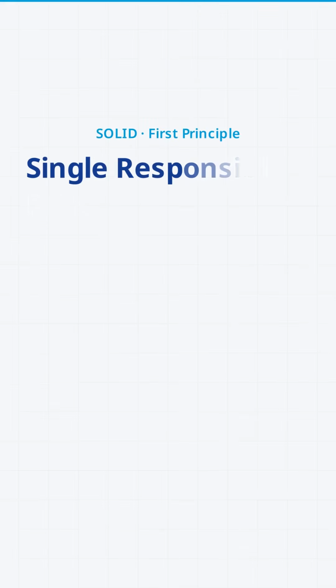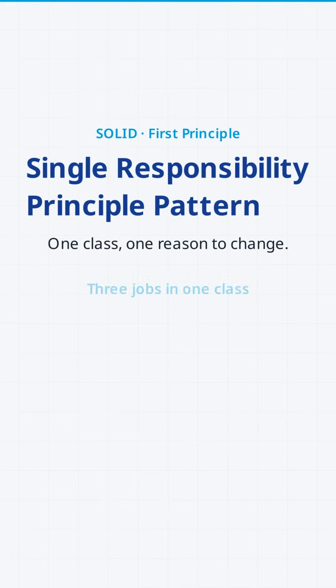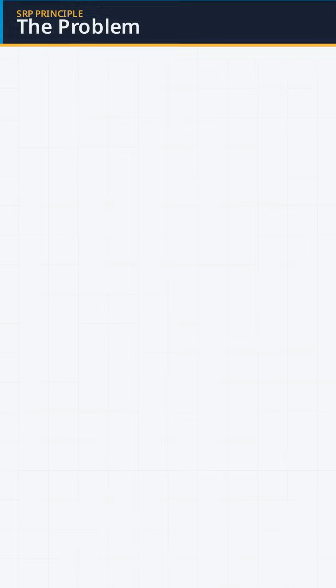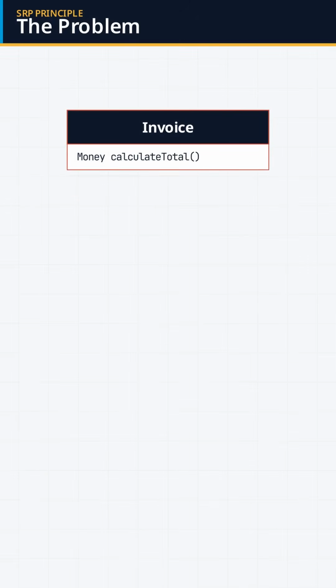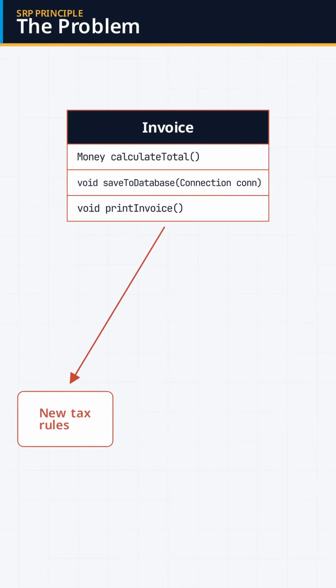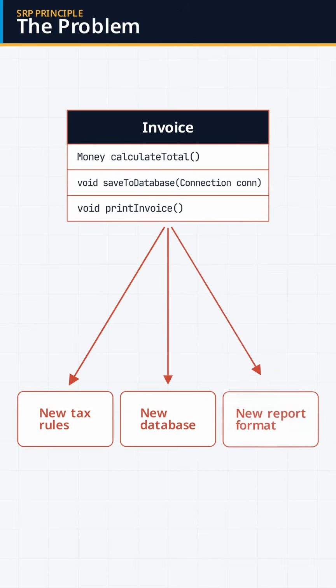Welcome. Let's explore the single responsibility principle, the first SOLID principle. The idea is simple. A class should have just one reason to change, one responsibility, not calculating, saving, and printing all at once. Look at this invoice class. It calculates the total, saves itself to the database, and prints a report. Three unrelated jobs packed into one class.